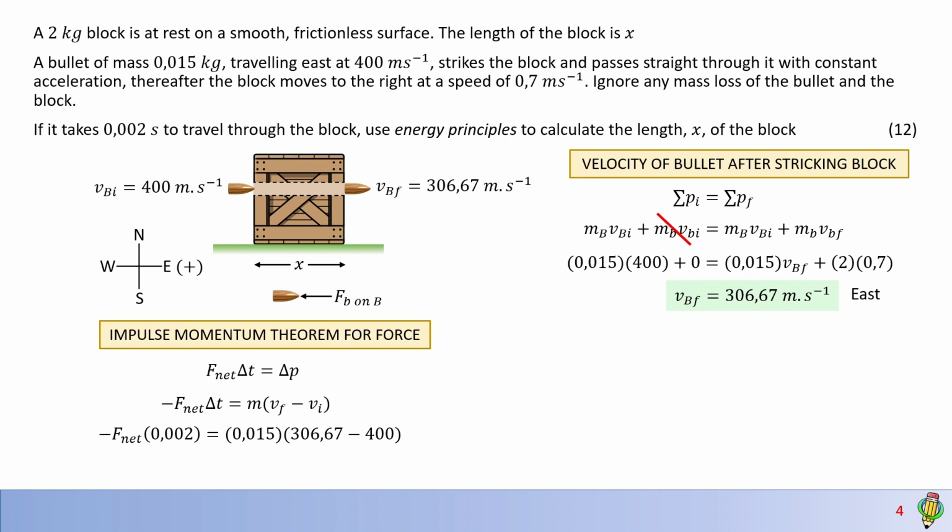We know the mass of the bullet is 0.015 kg. The final velocity of the bullet when it comes out of the block is 306.67, and the initial velocity of the bullet just before striking the block is 400 meters per second. Our only unknown is F net, which we can simply find the value of by dividing both sides by negative 0.002. Then we have a value of 700 newtons.